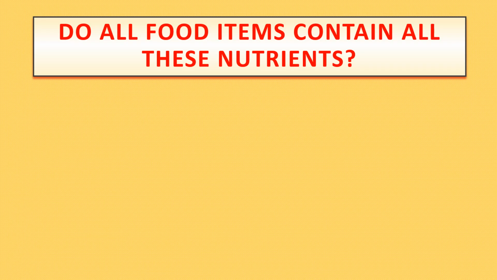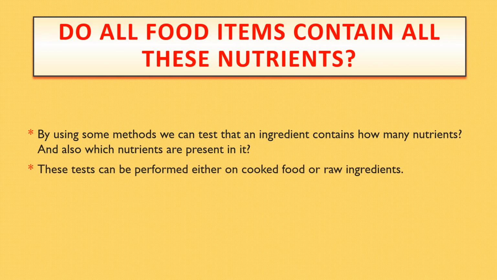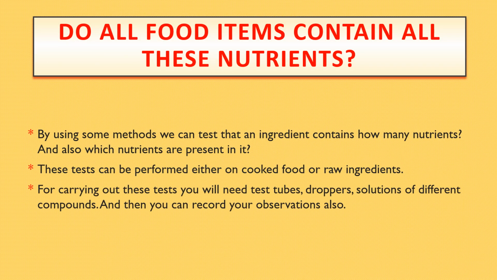You must be thinking, do all the food items contain all these nutrients? By using some methods, we can test how many nutrients an ingredient contains. Either it contains all the nutrients, that is carbohydrates, fats, vitamins, or only some of these, and also which nutrient is present in it. These tests can be performed either on cooked food or raw ingredients. For carrying out these tests, you need very simple apparatus like a test tube, dropper, and solutions of some different compounds, and then you can record your observations also.